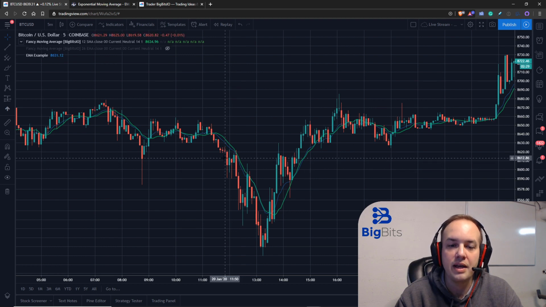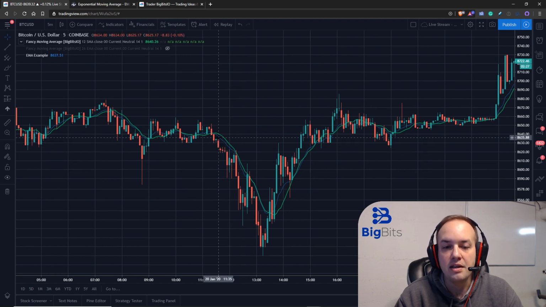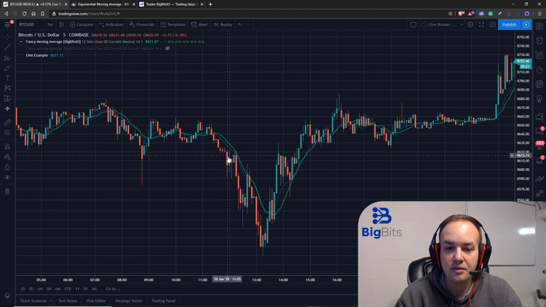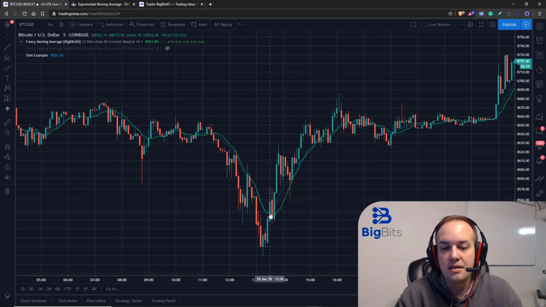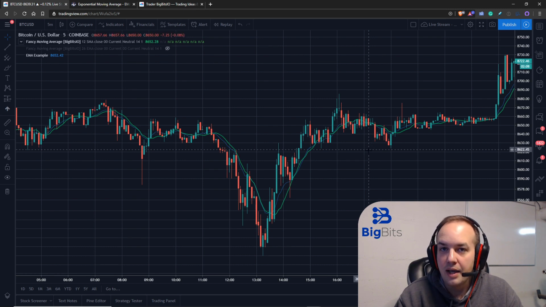That's because with the exponential moving average, the values are weighted more heavily on the most recent candles. Similarly, when the price started to go back up, the EMA also moved quicker back up than the simple moving average, and it continued to do so. By now, I think you get the point. The exponential moving average just moves quicker than the simple moving average.